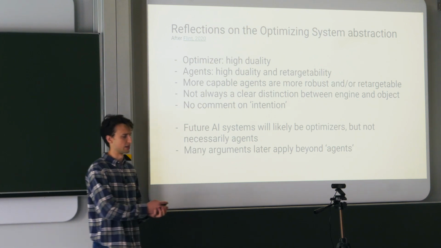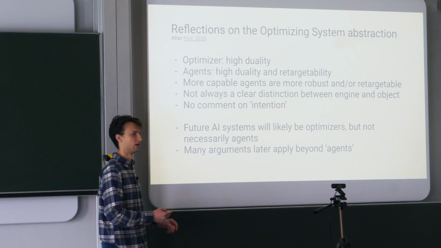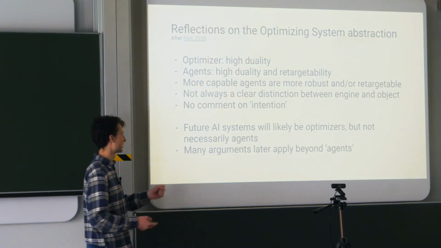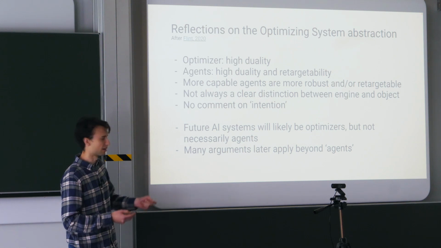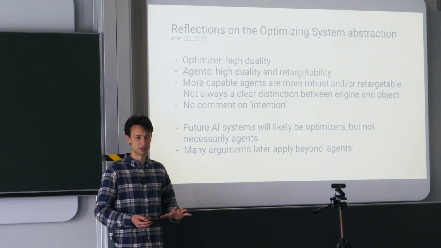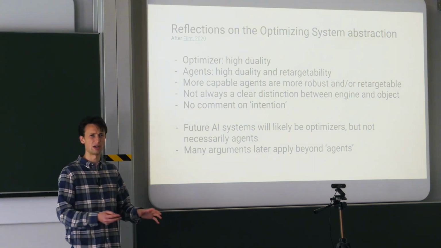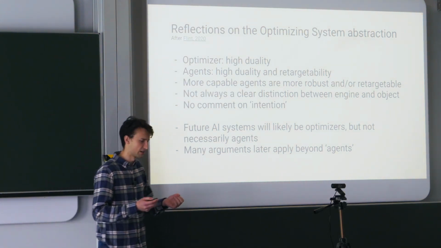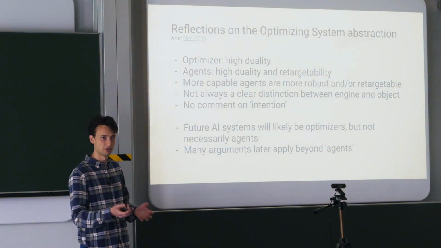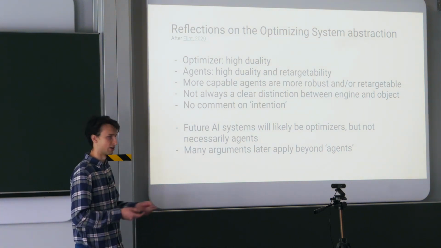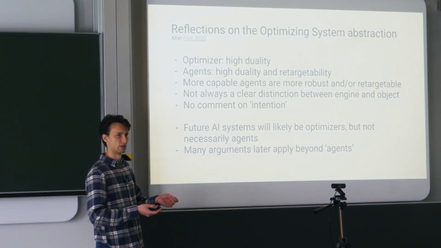But there's not always a clear distinction between engine and object, and I've made no comment at all on intention. So thinking about future AI systems, I would expect them to look something like optimizers, and probably agentic systems in the sense that they can pursue a wide variety of goals. They're quite retargetable. They're probably still going to have quite high duality. There's going to be some reasonably clear conceptual separation between the AI system you're using and the world. But it might not be individual agents, and it might even lack some of this retargetability.